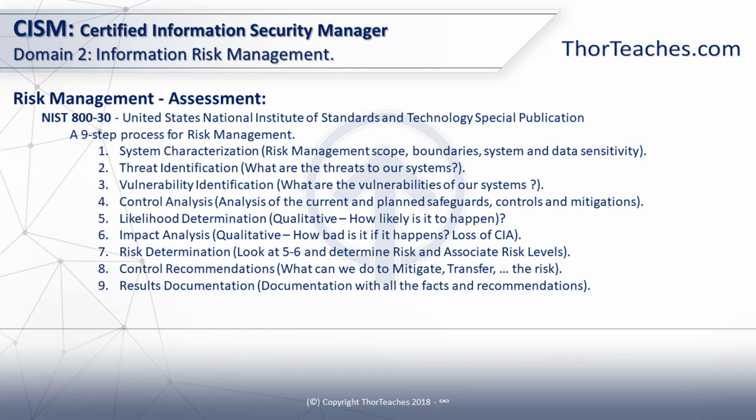This is where we'd use our qualitative and quantitative risk analysis. How bad is it if it happens? We'd look at the risk determination. From our qualitative and quantitative risk analysis, we've determined our risks and the associated risk levels. Then we'd come up with recommendations. What should we do? Mitigate, transfer, accept, or whatever risk response we suggest. And then finally, we document it. Document our risk analysis and document our recommendations. This is the paper trail I was talking about earlier. Remember, you don't make the decisions, you make the recommendations. What they do with them is up to senior management.